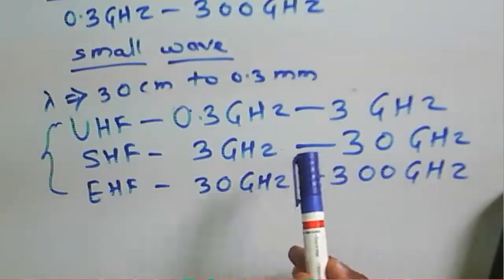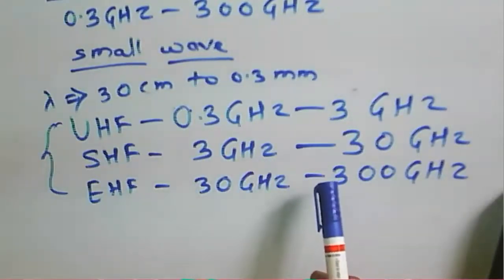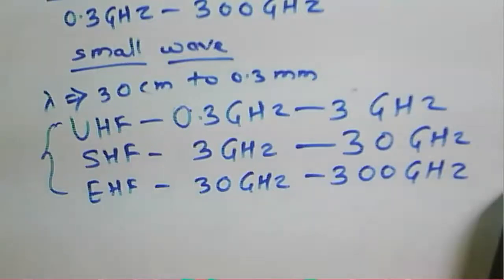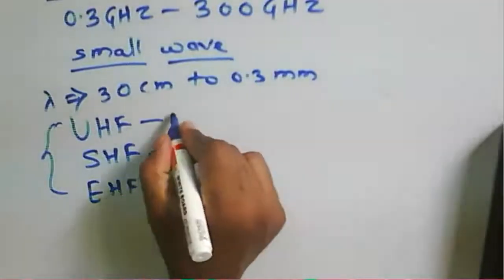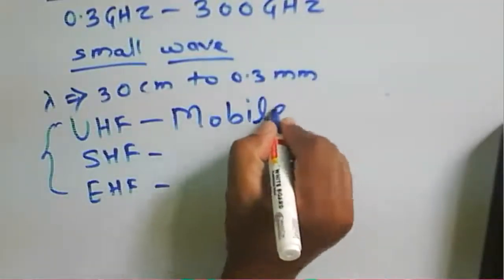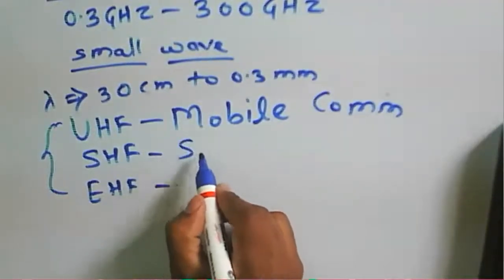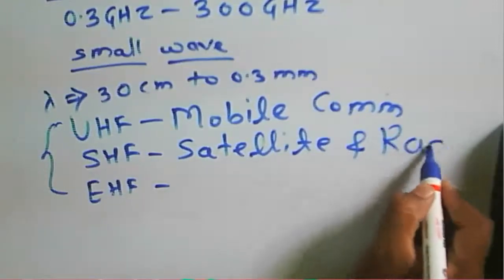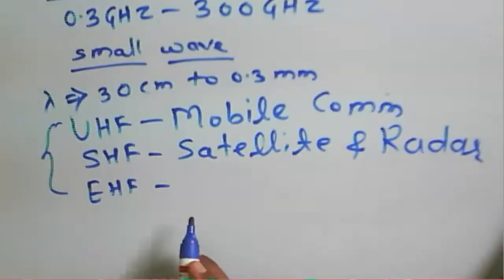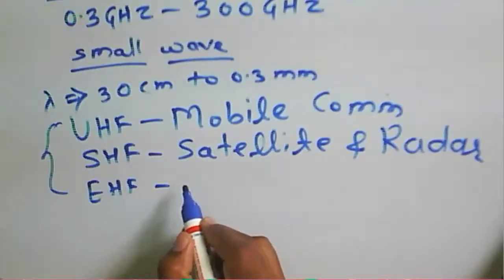gigahertz, is useful for satellite communication and general purpose radar. Okay, so we can have the applications for all the bands here. This will be used for mobile communication, then this one is used for satellite and radar. And this extremely high frequency band, you can say that it is useful for millimeter wave communication.